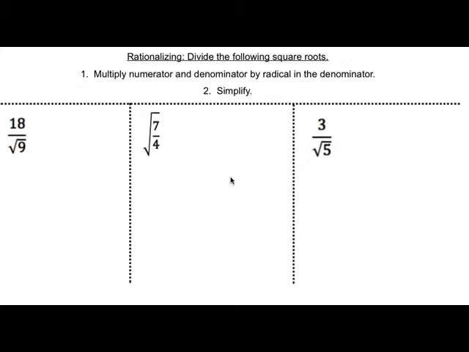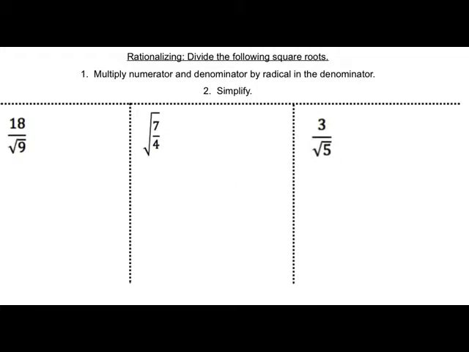Now, the next rule or property that I'm going to present is the idea that you can't have a square root in the denominator. Now, sometimes this is simple and sometimes this is a little bit more tricky. So I've come up with a series of questions to go over. The first one states 18 over the square root of 9. Now this one we really don't have to do much work to do.